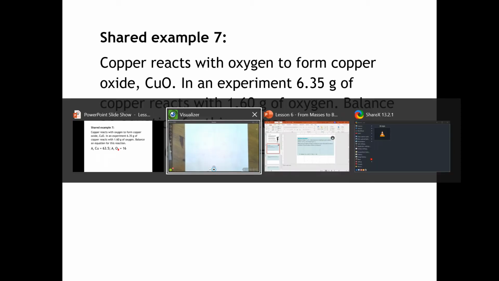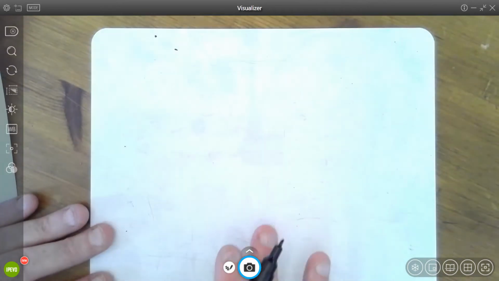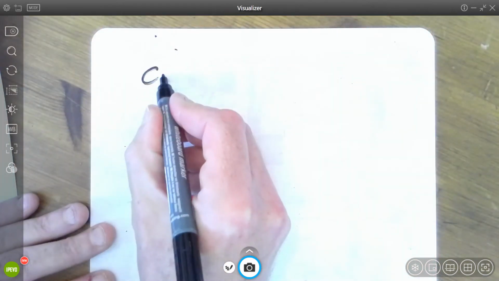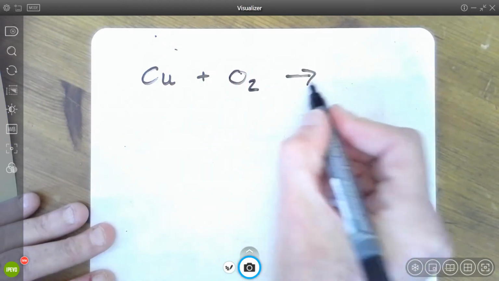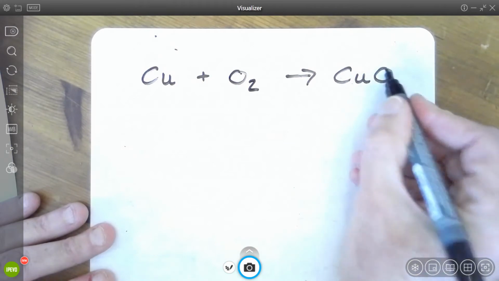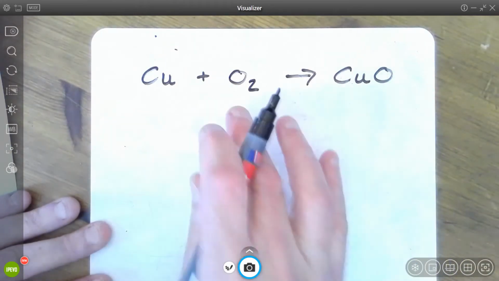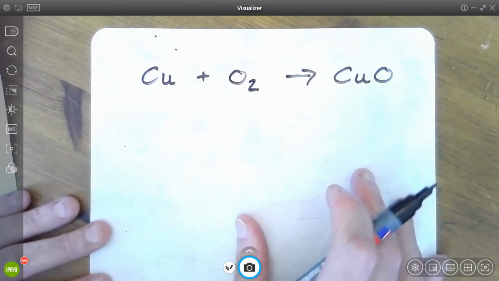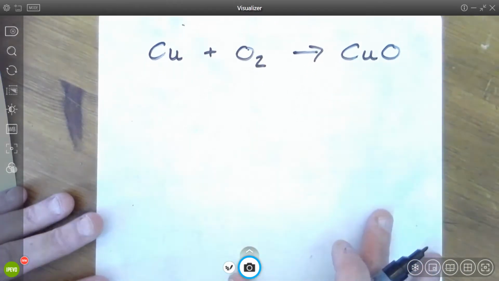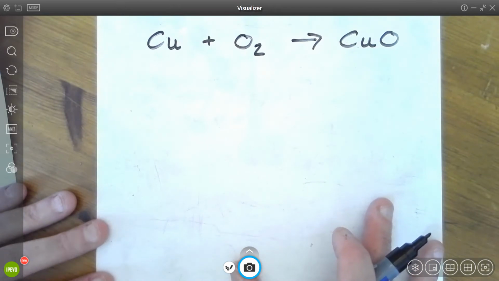Well, first of all, our first step is to write down the unbalanced chemical equation. So here we go. Cu plus O2 is reacting to produce CuO. You're given the formula for copper oxide, and we know the rest. Again, we could actually balance that ourselves, but that's not the point of this exercise. We need to use our reacting masses of these.